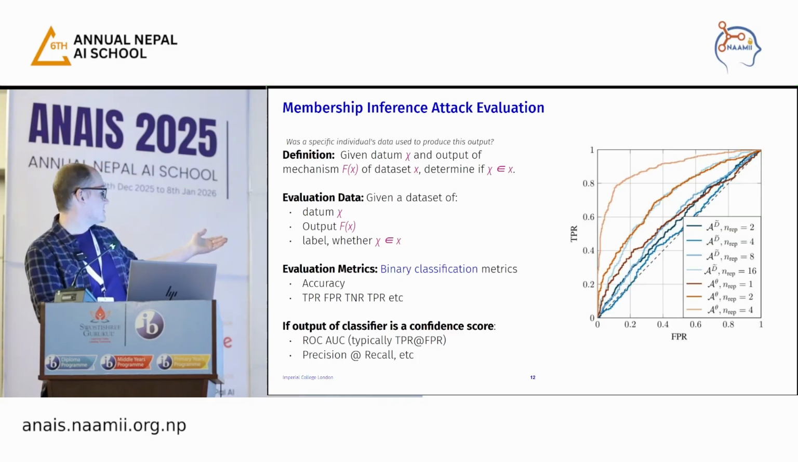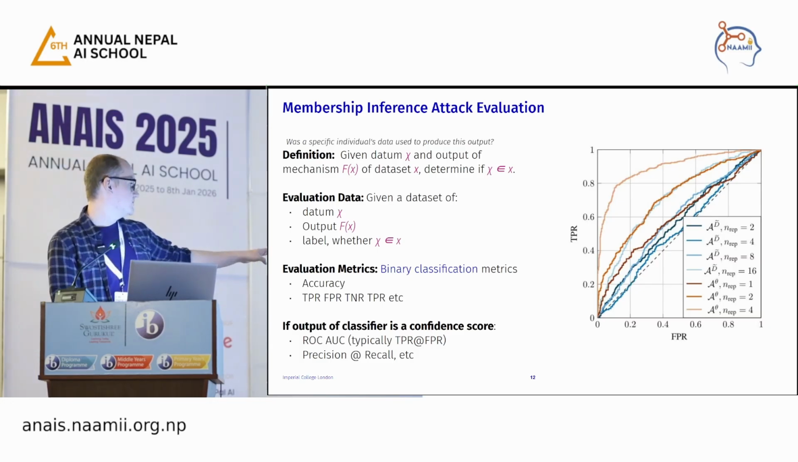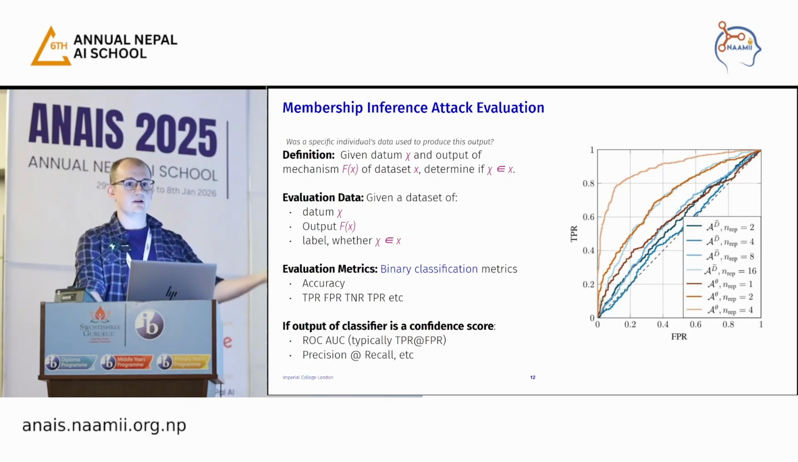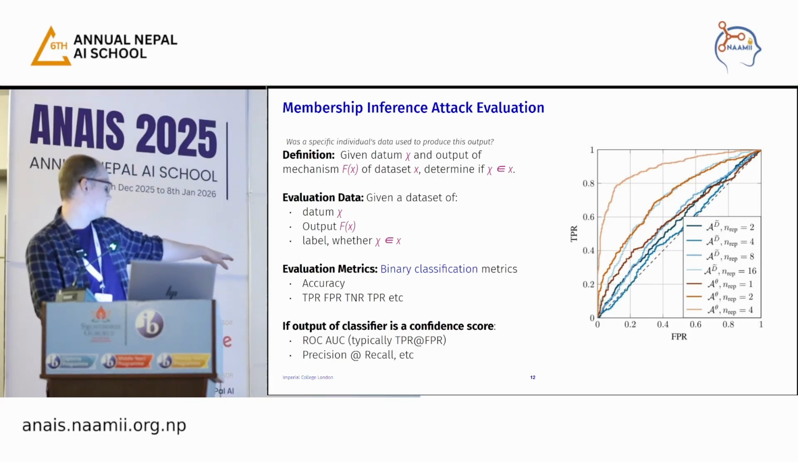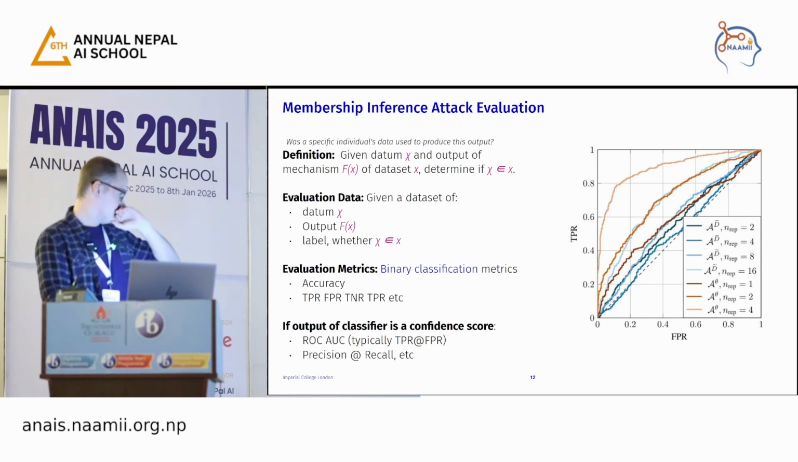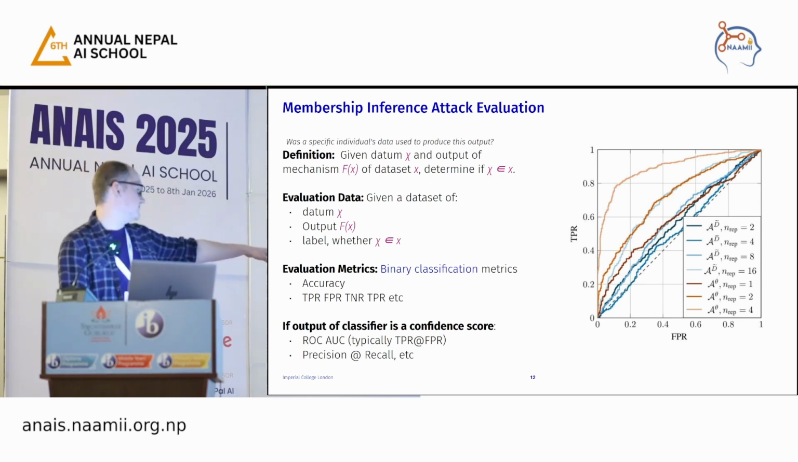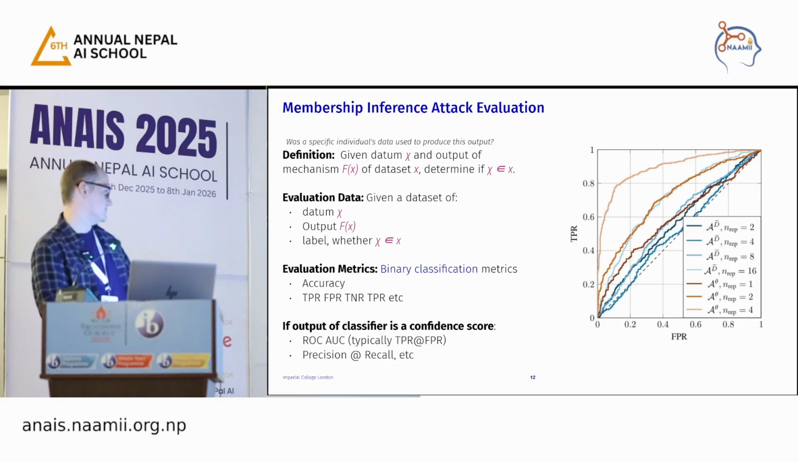And the evaluation metric, of course, is because you can either predict yes, it was, or no, it wasn't. It's basically binary classification with the corresponding metrics. We can use accuracy, true positive rate, false positive rate, and so on. And of course, if the classifier outputs a confidence score rather than a simple yes or no, you can go ahead and draw this area under the curve. Metrics, usually true positive rate at false positive rate, or sometimes also precision and recall.